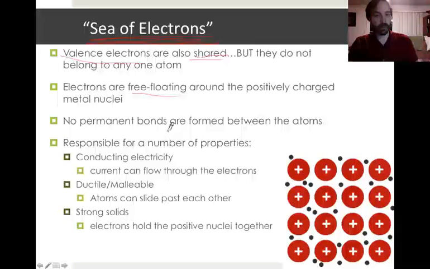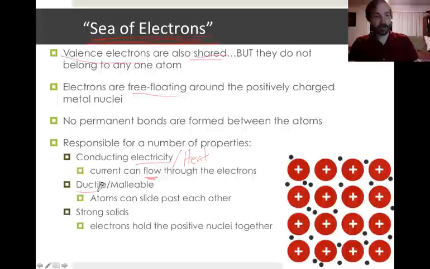So there's no permanent bonds between the atoms. They actually have the ability to kind of slide past each other a little bit. And because the electrons are flowing, they're going to allow things like electricity and heat to move around. They're going to carry it. They're going to conduct it.